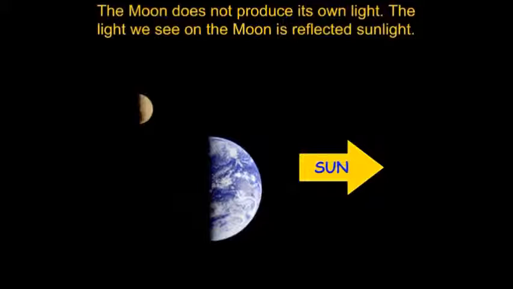The reason we can see the moon is because it's reflecting light from the sun. In this image, we see that the right side of the moon and the Earth are lit up by the sun, and so we can infer which direction the sun must be located.